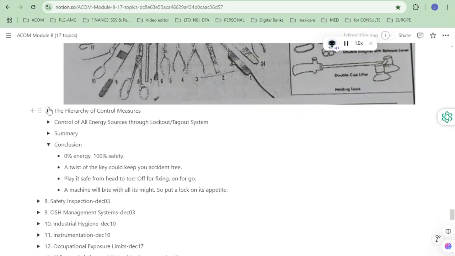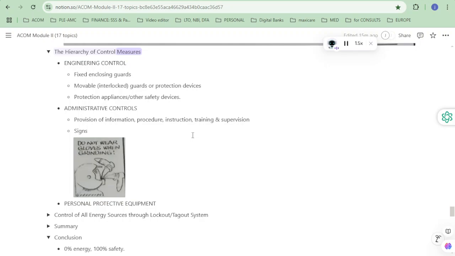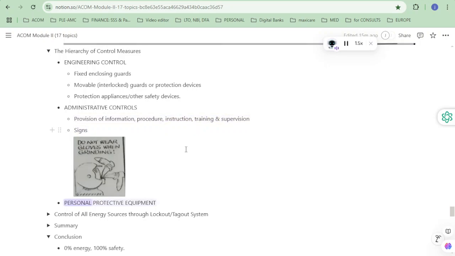The hierarchy of control measures. Engineering control. Fixed enclosing guards. Movable, interlocked guards or protection devices. Protection appliances/other safety devices. Administrative controls. Provision of information, procedure, instruction, training and supervision. Signs. Personal protective equipment.